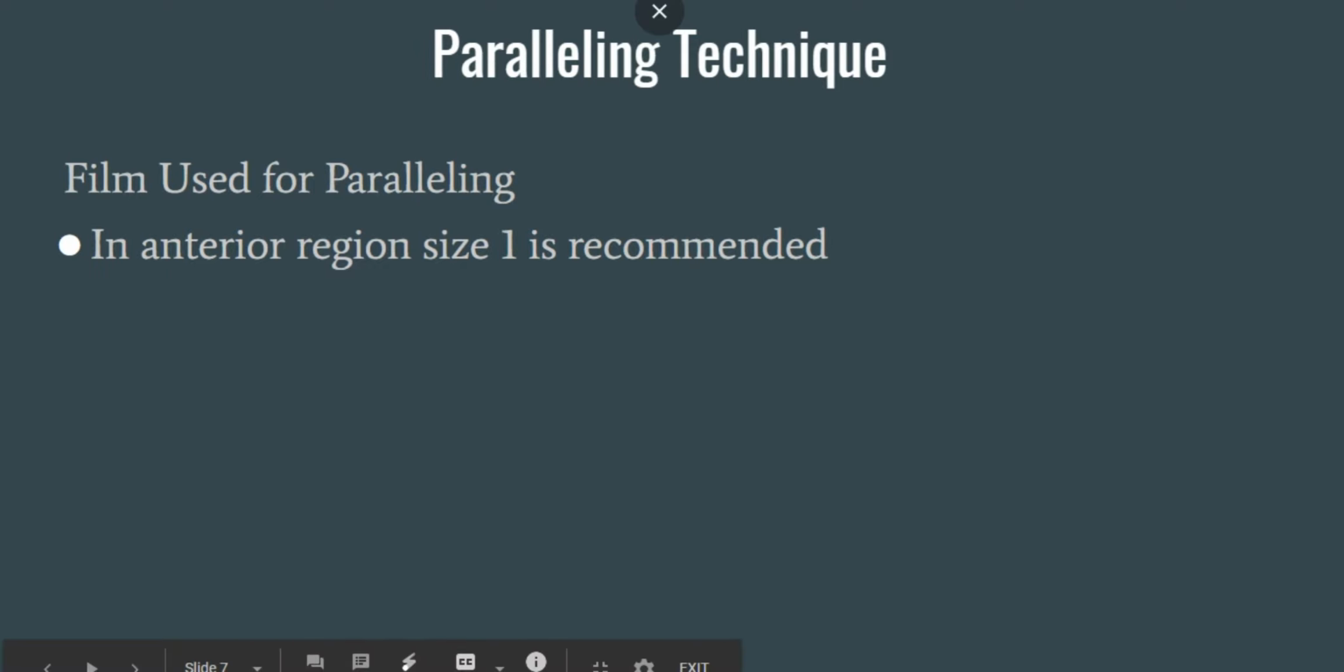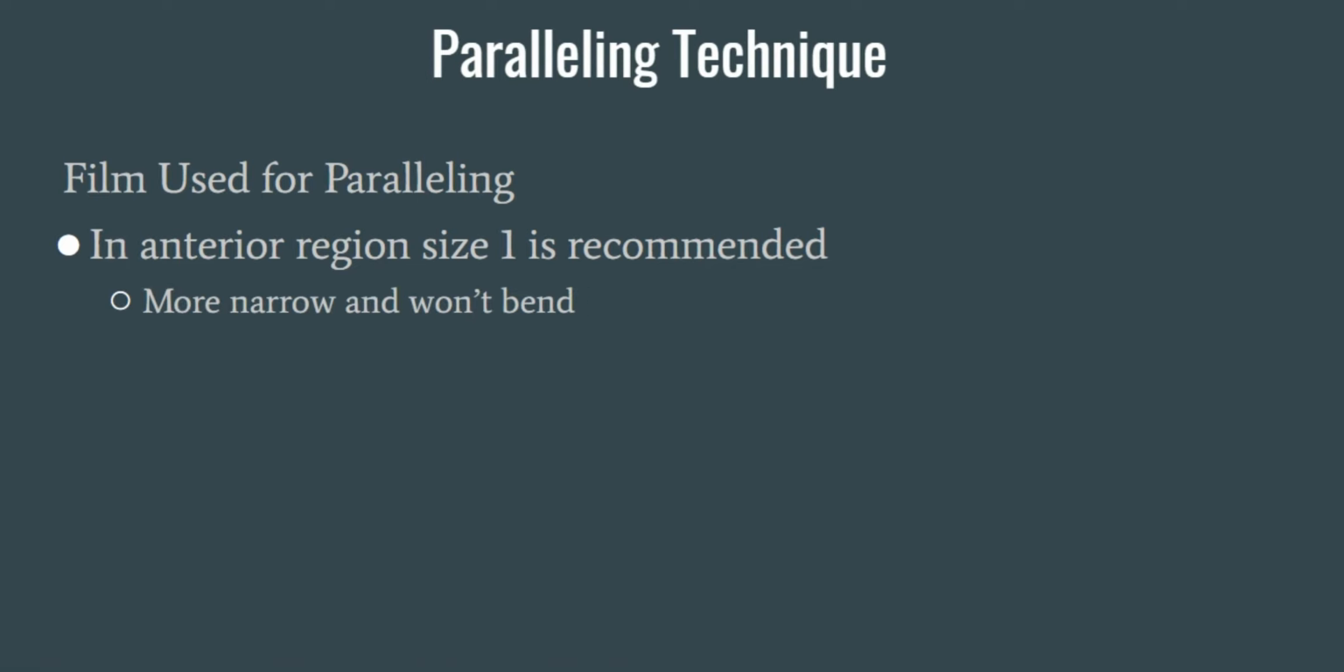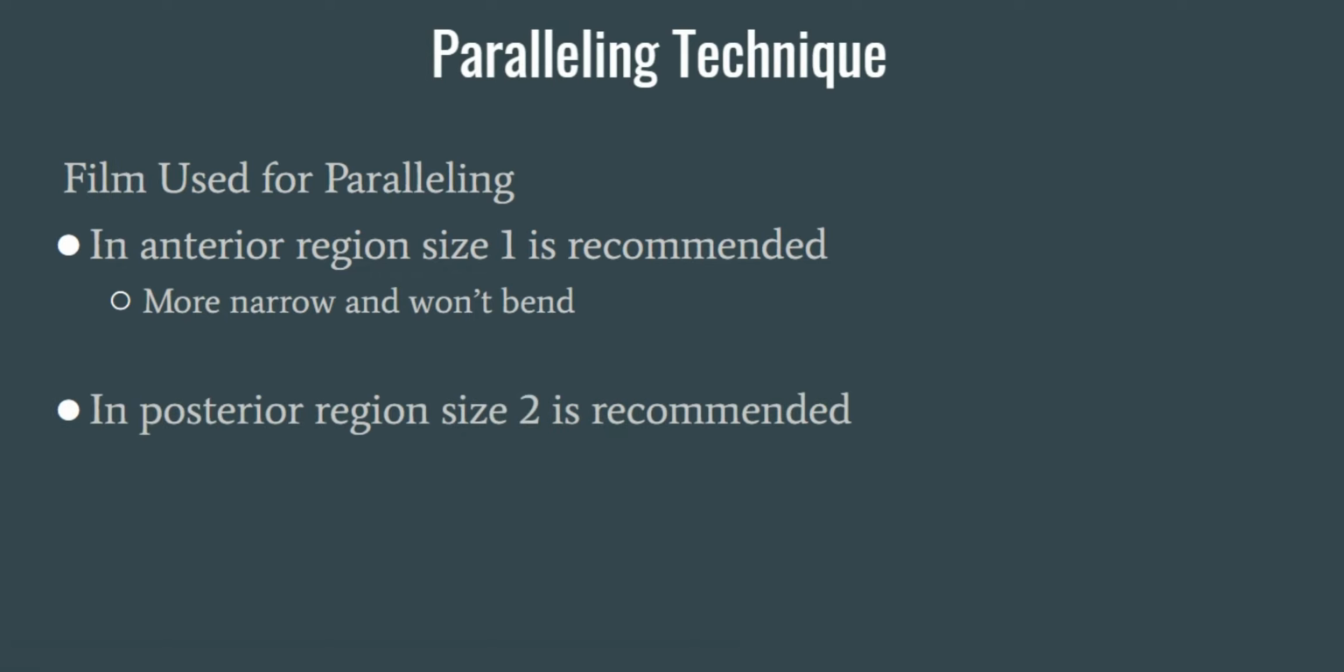Another advantage to using a size 1 in the anterior would be that it is a slightly more narrow film and it's not going to bend as easily when your patient closes. And when we're exposing films in the posterior area, we are going to use a size 2, or that is the recommended size film. And when we use this one, the size 2 is always going to be placed with the long portion of the film in a horizontal position, or it's going to run sideways.